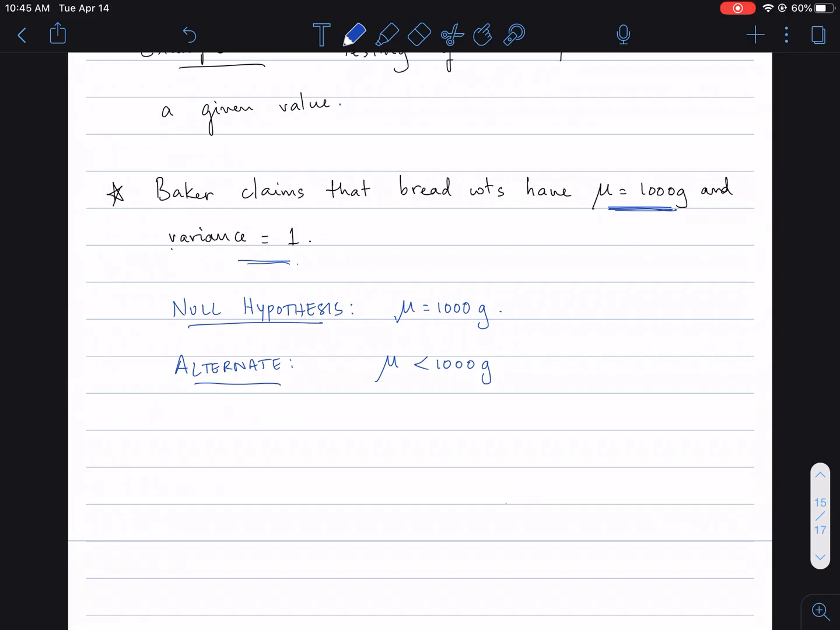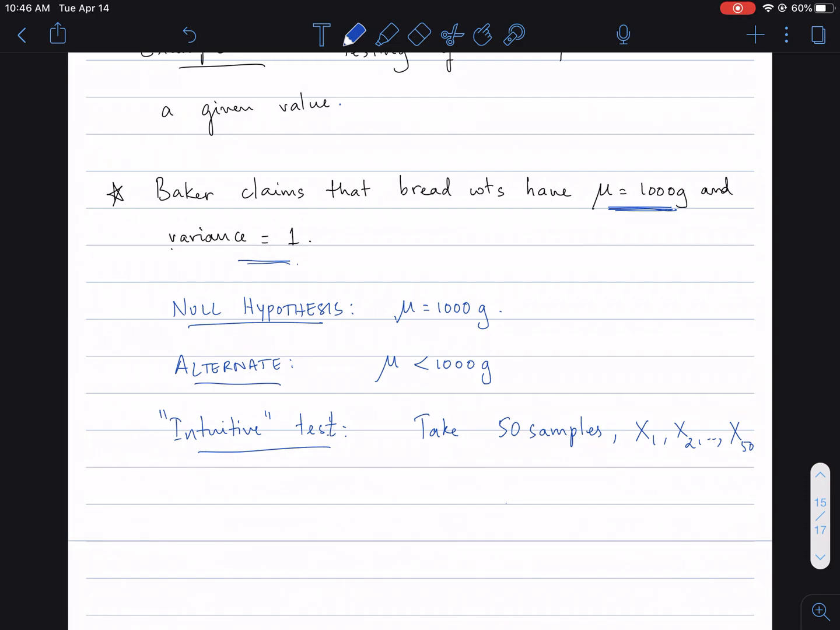So now what is a reasonable test for this? A reasonable, at least intuitive, test is to take a whole bunch of samples. Buy like 50 loaves of bread, 50 samples. Let's call them x1, x2 up to x50. So these are your observed weights for these 50 samples.